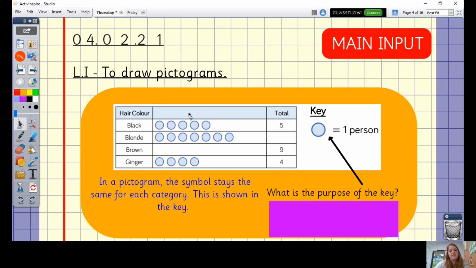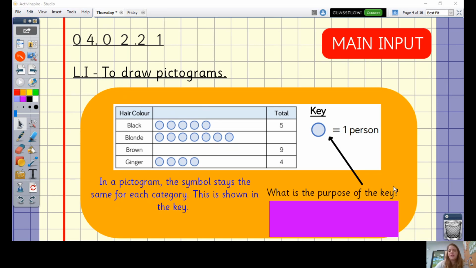So the only difference is that we have symbols or pictures instead of those tally marks. Okay, now in a pictogram, the symbol stays the same for each category. And this symbol, you know what the symbol is because it's shown in the key.